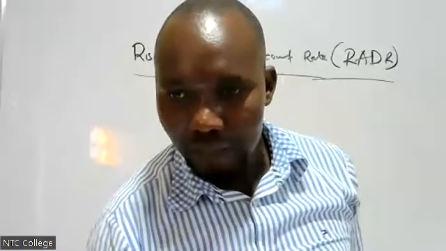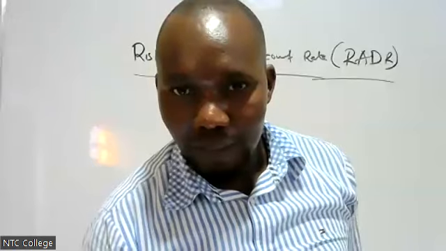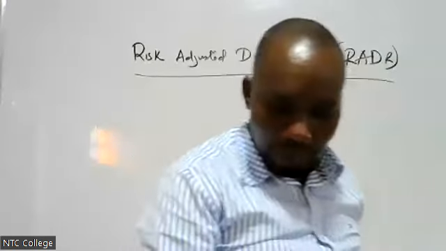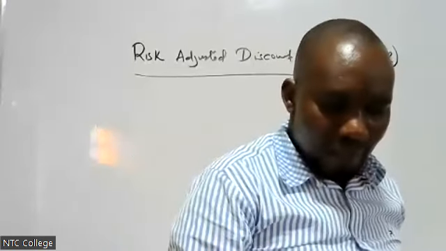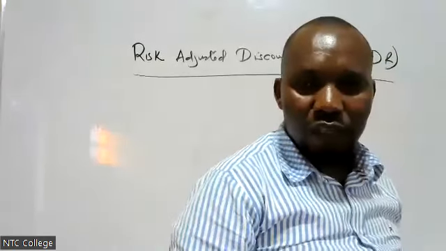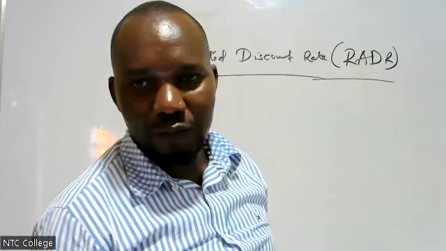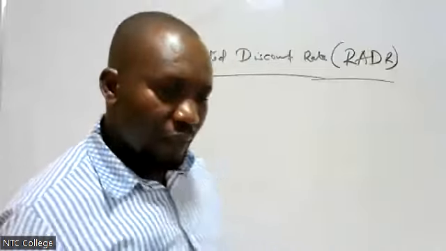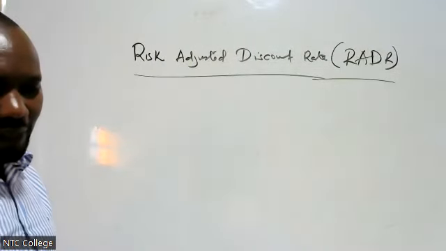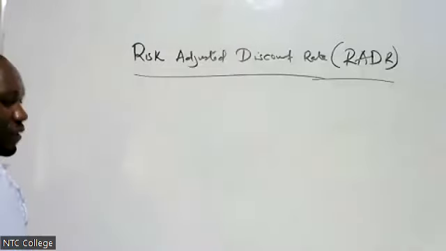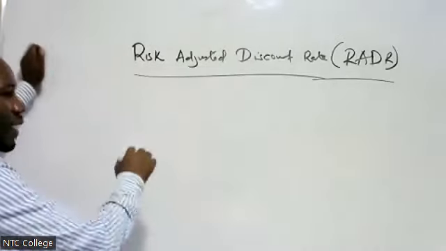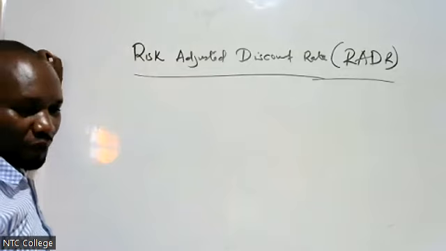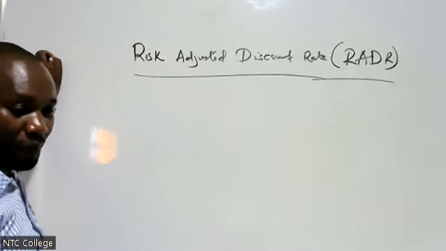I will repeat. This is the adjusted cost of capital that mirrors the risk level of an individual project. So we take into consideration the risk level of the individual project. As we proceed, we shall be able to look at the cost of capital in topic 2, or in topic 3.